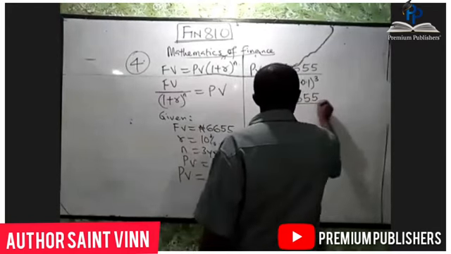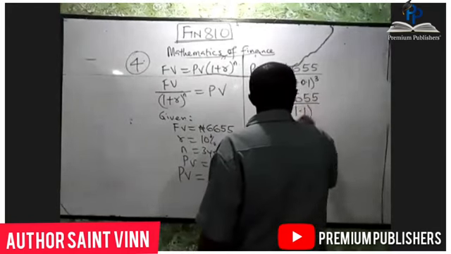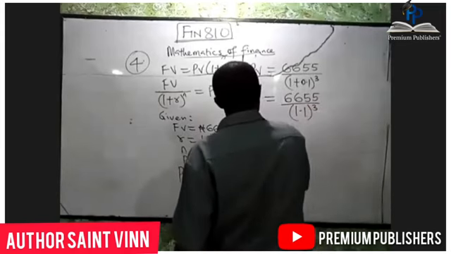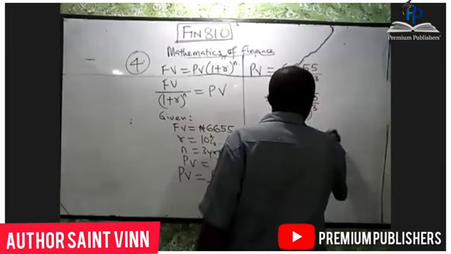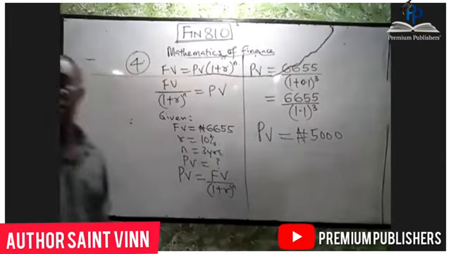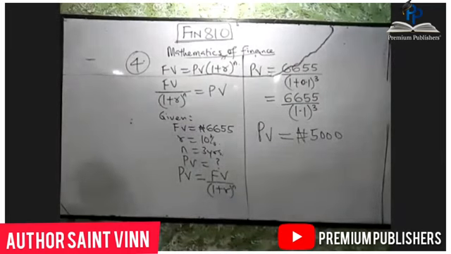655 all over 1.1 all raised to power 3. Present value, somebody can divide that 665 all over 1.1 raised to power 3. You should have 5,000, I believe. Yes, 5,000. So is it clear now?